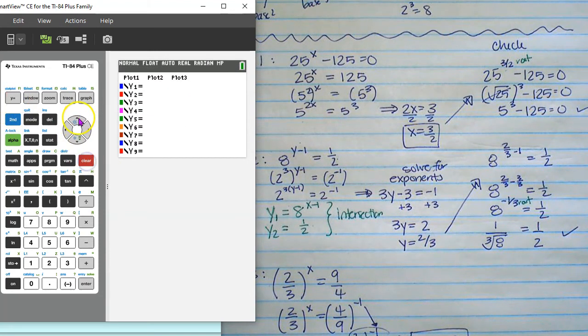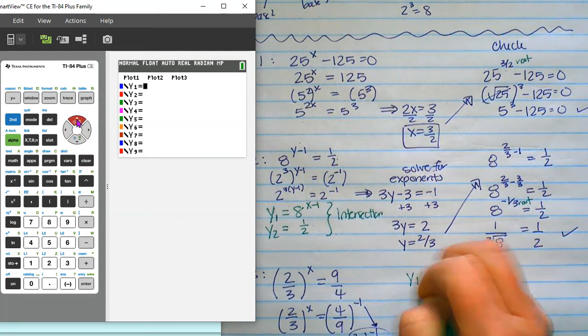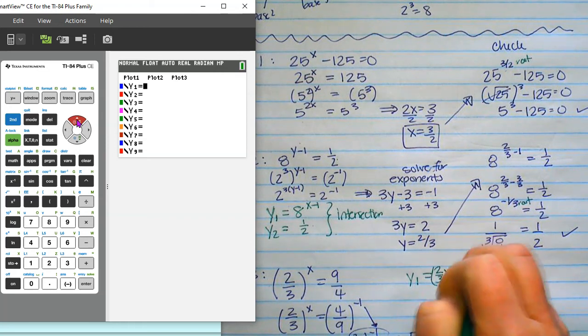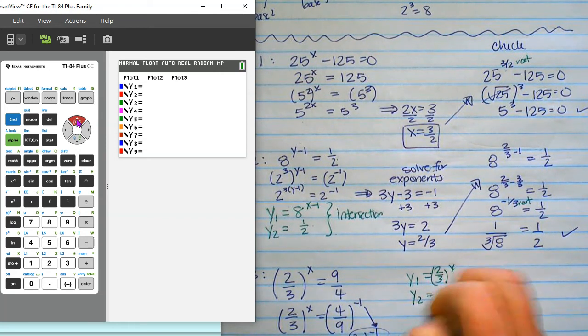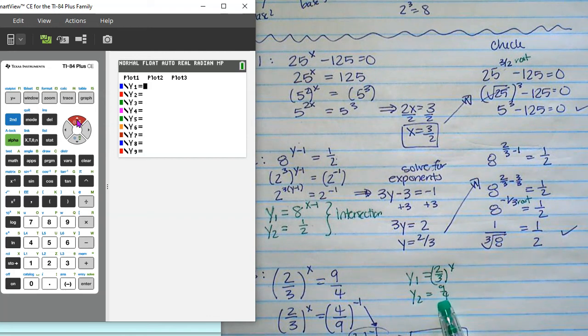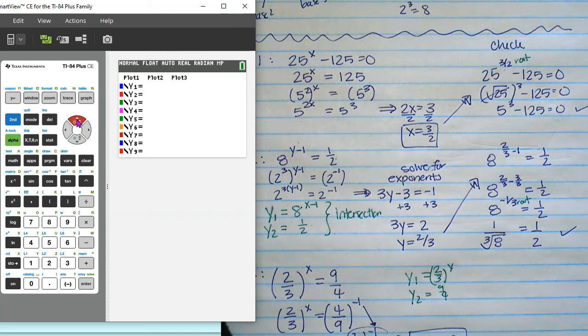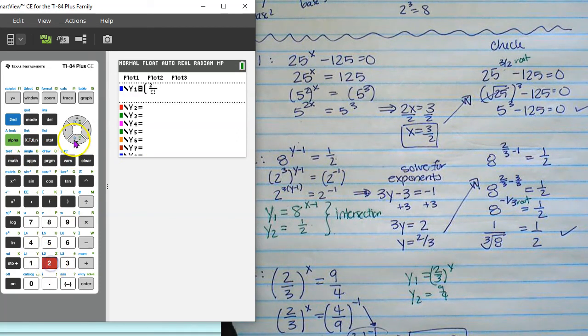So I'm going to clear it out. So hopefully I won't make that same mistake again. On paper, I'm going to think about y1 being 2/3 to the x and y2 being 9/4. So again, this is a straight line. It's a horizontal line that crosses at 9/4. So this time I want to put in parentheses and put in my fraction. I'm going to do it as a fraction this time. So 2/3, and then outside the parentheses, I'm going to put x. Now it's an exponential, and the whole thing is to the x power.